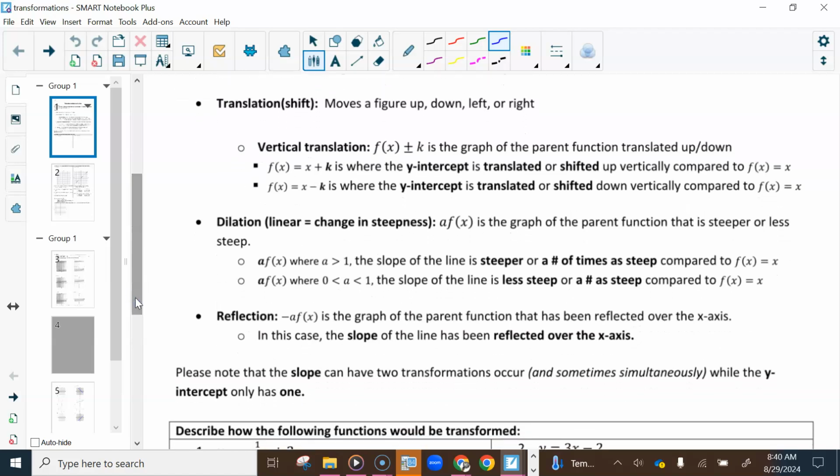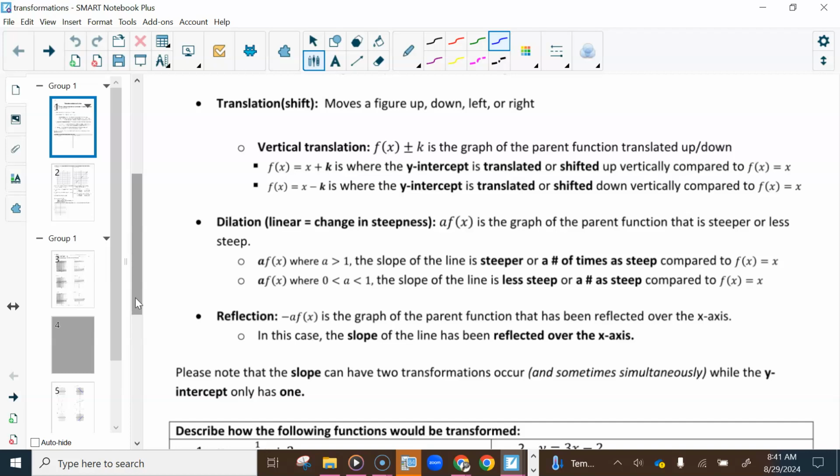Then dilation really means something else. Somewhere over there in the vocab, there's an actual definition for dilation. But when talking about it for linear, we really just look at the change in steepness.